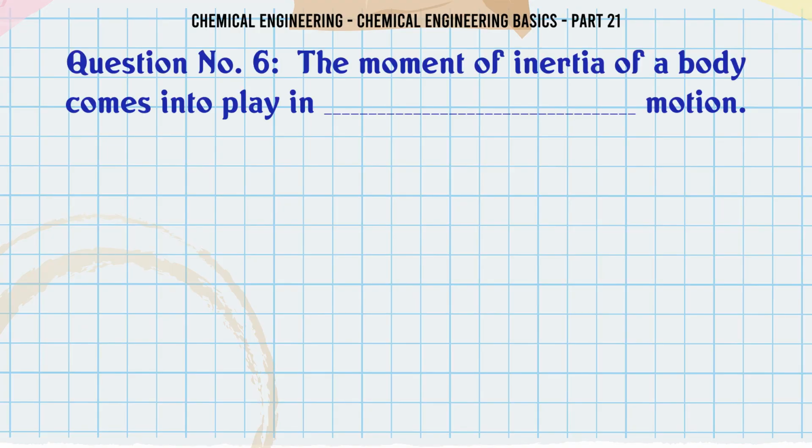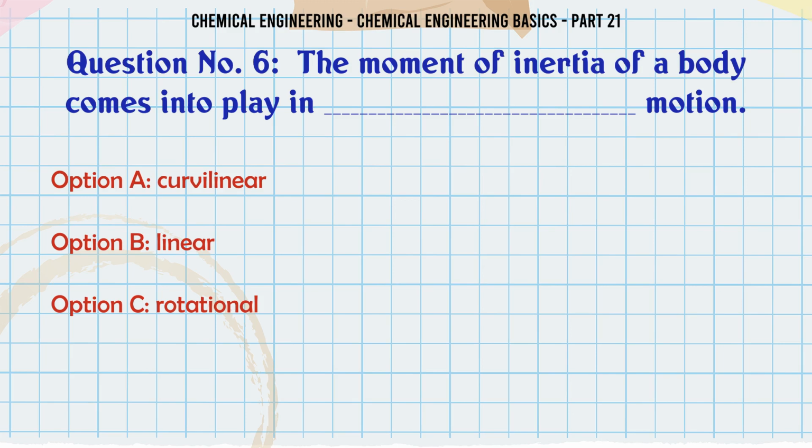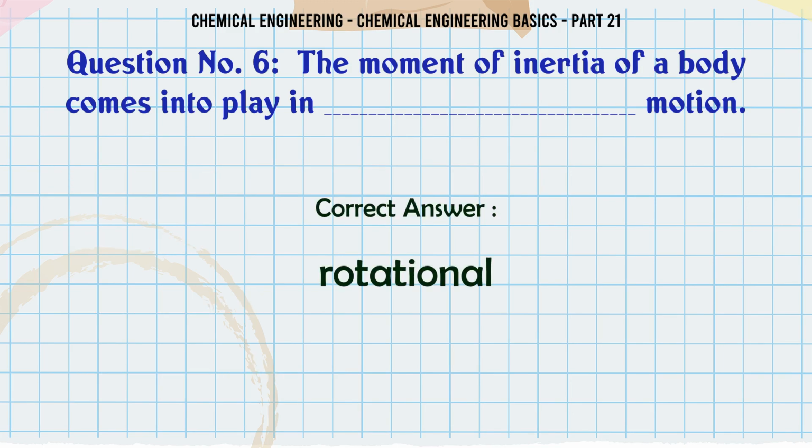The moment of inertia of a body comes into play in which motion? A. Curvilinear, B. Linear, C. Rotational, D. None of these. The correct answer is rotational.